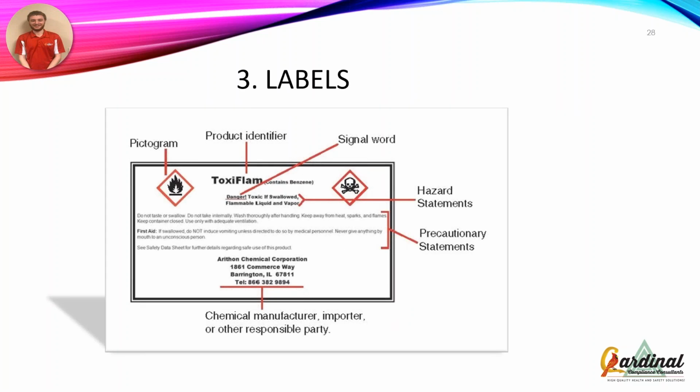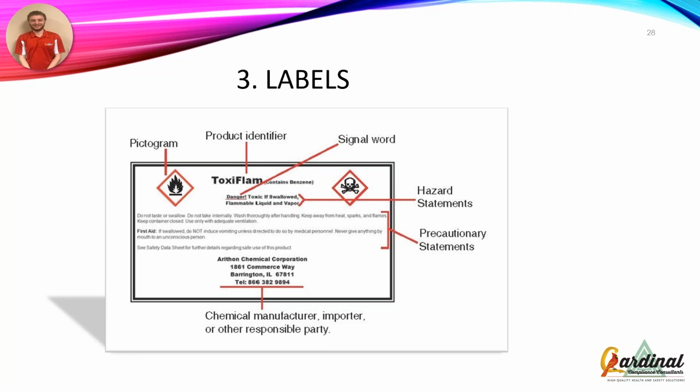Okay, so section 3 is labels. Those have definitely changed and been enforced since 2015. Now you're required to have a pictogram on your label, as well as a product identifier, a signal word such as danger, hazard statements such as toxic when swallowed, flammable liquid, and flammable vapor, a general precautionary statement, and then as well as the chemical manufacturer or importer's information, and how you can get a hold of them if there's a serious issue as well.